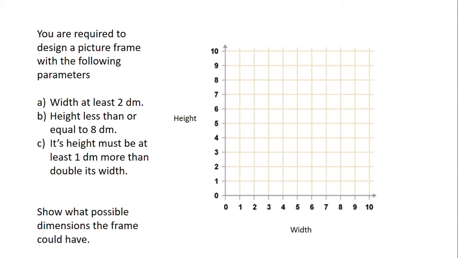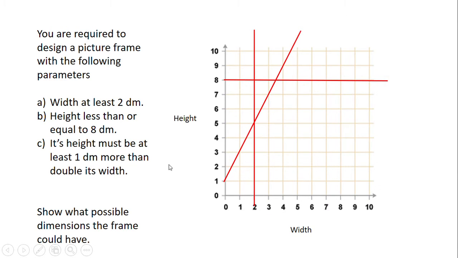Okay, width at least 2 decimeters again, height less than or equal to 8. Its height must be at least 1 decimeter more than double its width. And this is getting a little bit complicated, so in a minute we're just going to start using y and x. But just pause the video and figure out where that last line is going to go. Its height must be at least 1 decimeter more than double its width. And that's where the line is going to go.